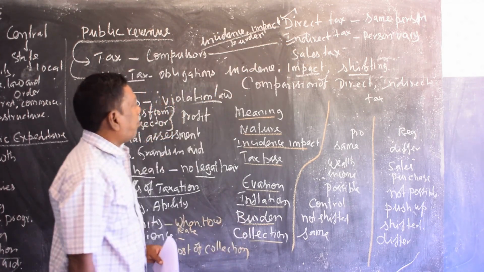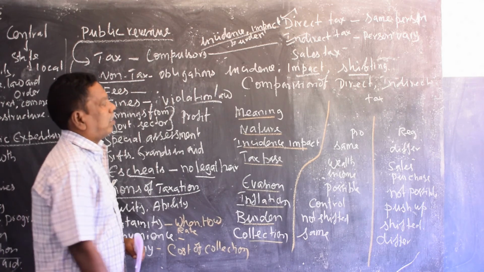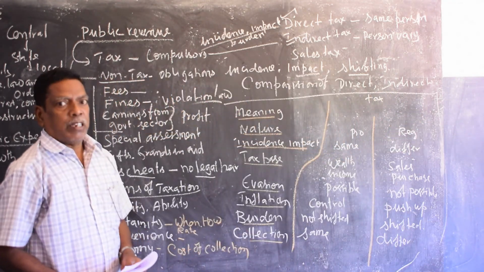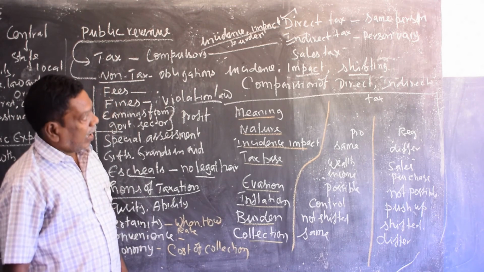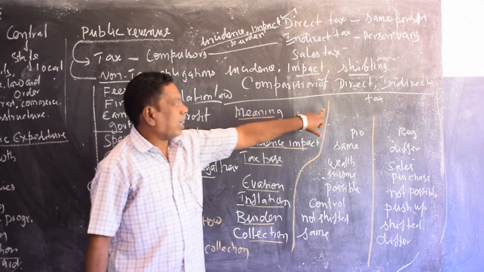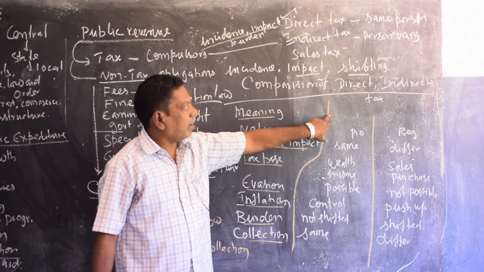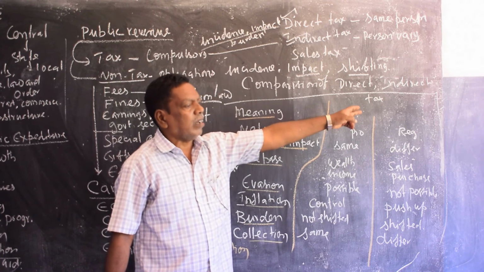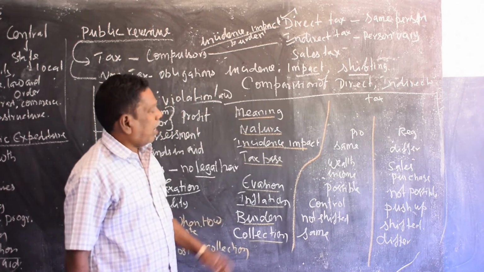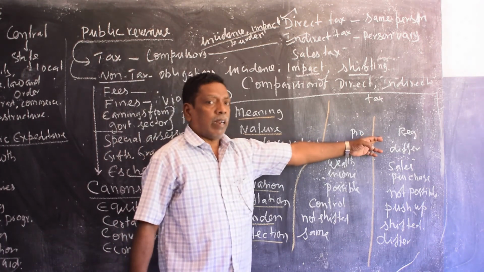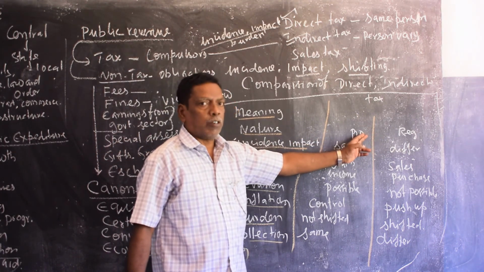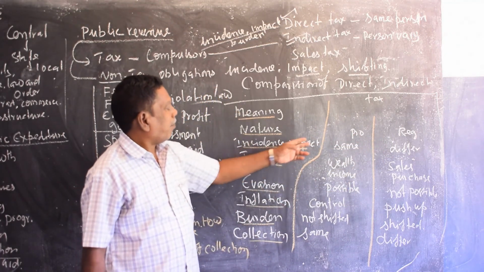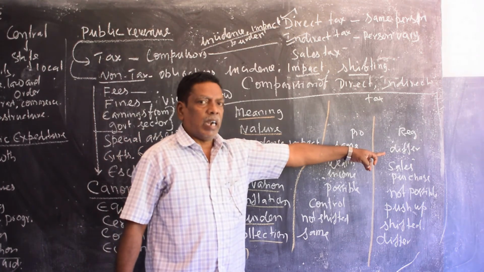Now coming to a comparison between direct tax and indirect tax in the following manner. Meaning: the tax imposed falls upon the person, and the same person has to pay it. In indirect tax, it falls on the person initially and is shifted to some other person. And nature: direct is progressive in nature, indirect is regressive in nature. As income increases, it also increases. As it decreases, it also decreases. And incidence and impact: they fall on the same person, or on different persons.